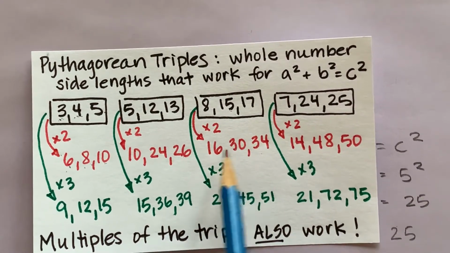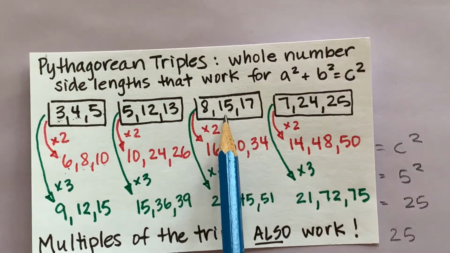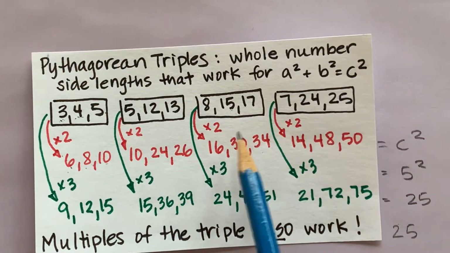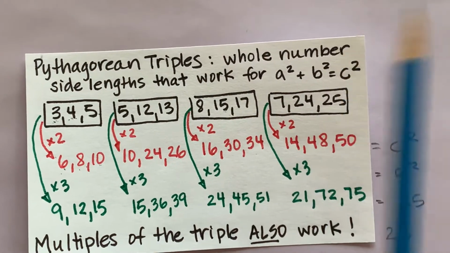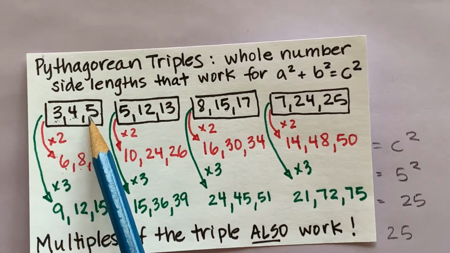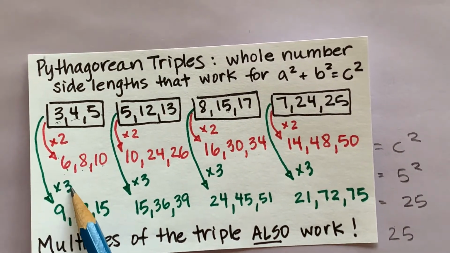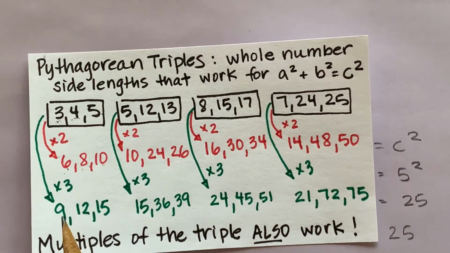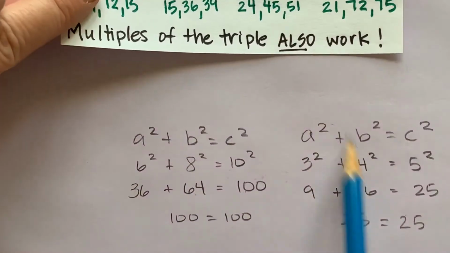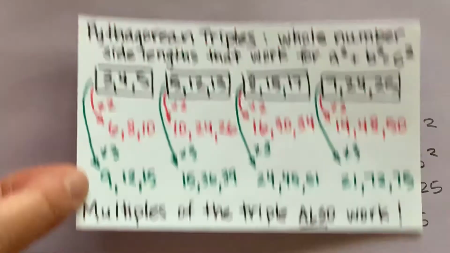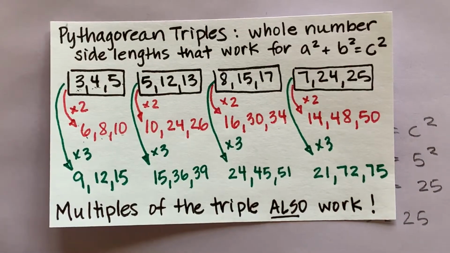And I know it's going to work because the original triple also works. Now, you don't just have to multiply by 2. You can actually multiply by anything. So if I take my 3, 4, 5, and I multiply all the digits by 3, then I get side lengths of 9, 12, and 15. And if we plug them in, it would also work. If you feel like you want to check that out, then go ahead and do that.